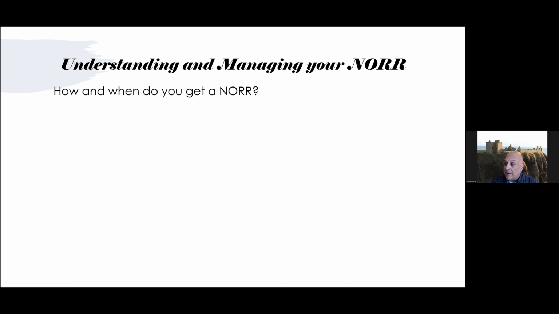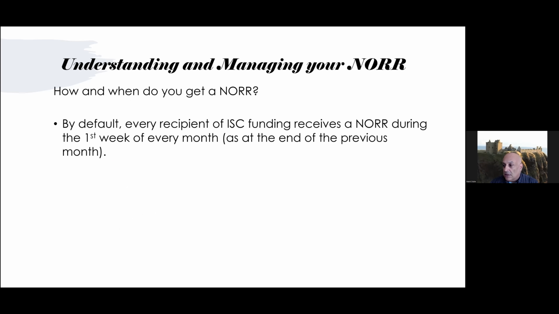How do we get a NORR, and when? By default, every recipient of ISK funding receives a NORR during the first week of every month. It's as at the end of the previous month, just like a bank statement. ISK sends it to whoever they have been instructed to by your First Nation chief or senior administrative person. This instruction must be in writing. It can be changed and improved by appropriate persons. Contact your senior funding services officer to change this list of recipients.